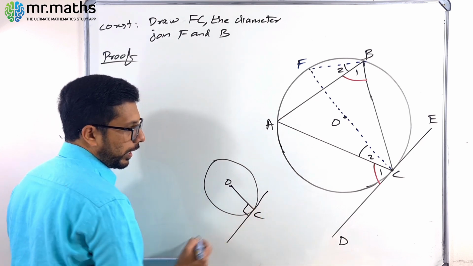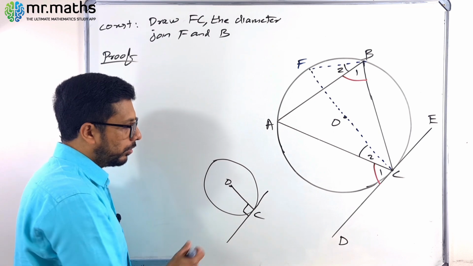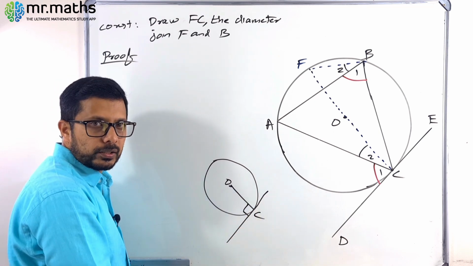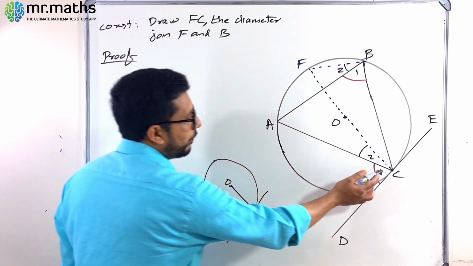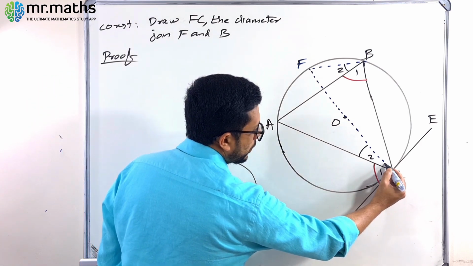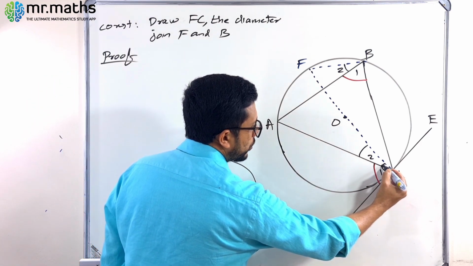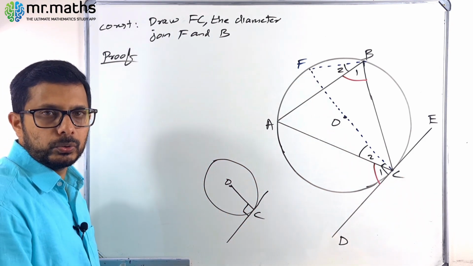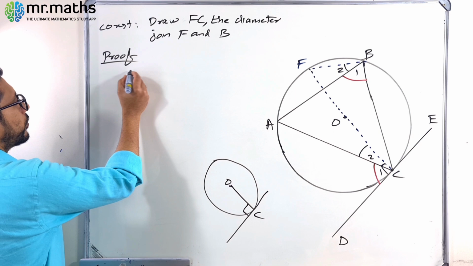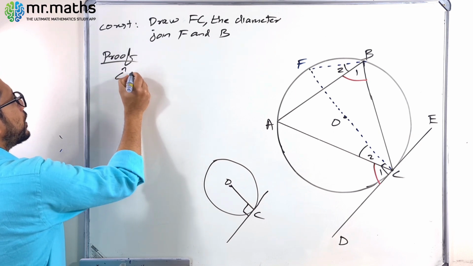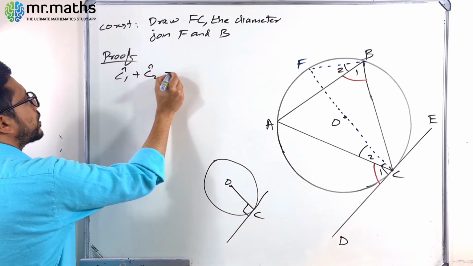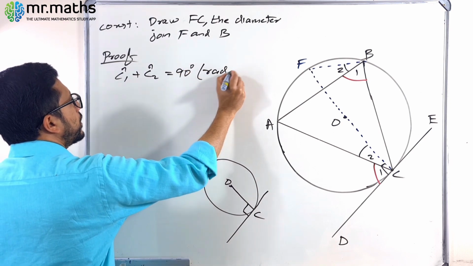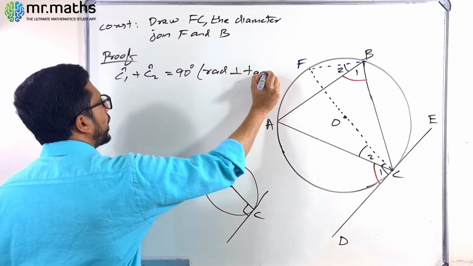So this total angle is C1 plus C2. You know that radius is perpendicular to tangent. So when you add these two angles, you are supposed to get 90 degrees because radius is perpendicular to tangent. So that is what I am going to write: angle C1 plus angle C2 is equal to 90 degrees. What is the reason? Radius is perpendicular to tangent.